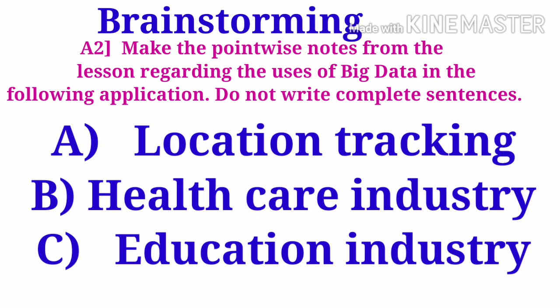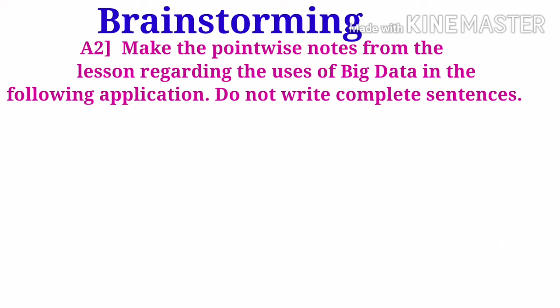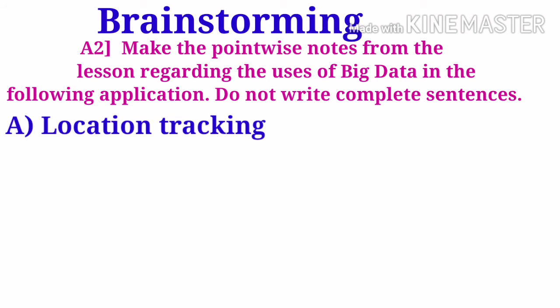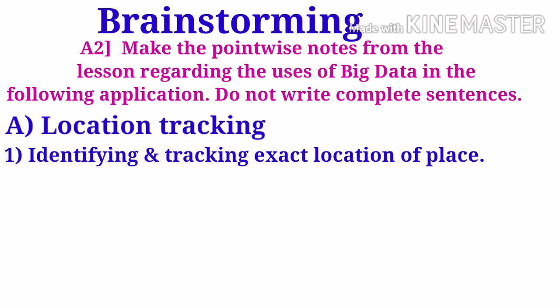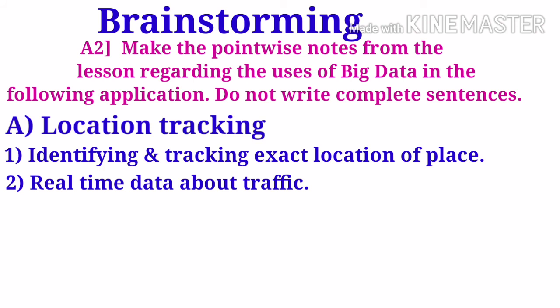So we first of all see the first, A, location tracking. In location tracking, write down first, identifying and tracking the exact location of the place. Because of location tracking, using Google Map, we are finding the exact location of a place. Then next, point number 2, real time data about traffic. We find out the information about the traffic and that information is real.